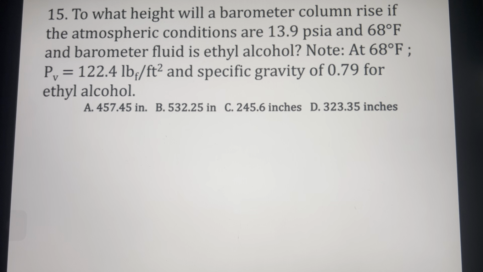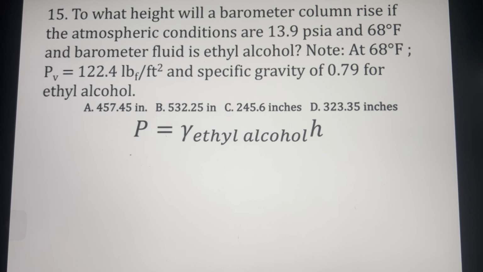Number 15, to what height will a barometer column rise if the atmospheric conditions are 13.9 psia and 68 degrees Fahrenheit and the barometer fluid is ethyl alcohol? Note, at 68 degrees Fahrenheit, our vapor pressure is 122.4 pound force per square foot, and the specific gravity is 0.79 for ethyl alcohol. So just like our previous calculation, we have pressure, it is the specific weight of the fluid, which is ethyl alcohol, times the height of our fluid.